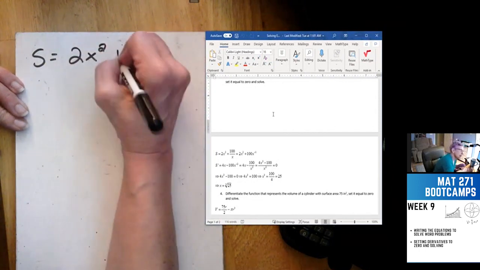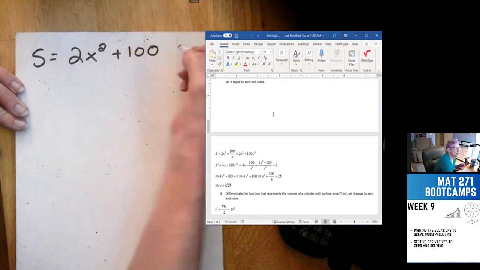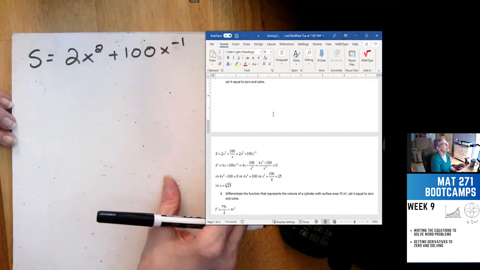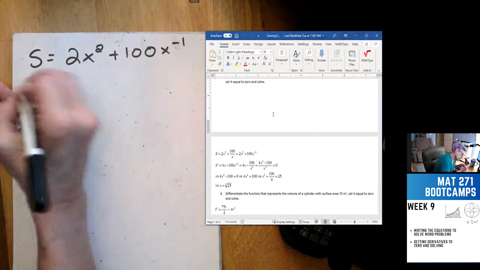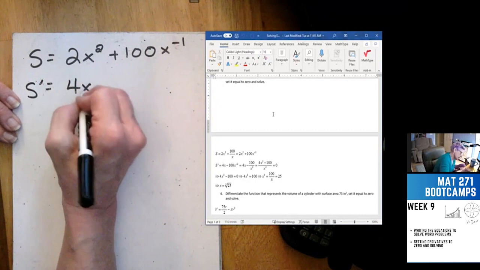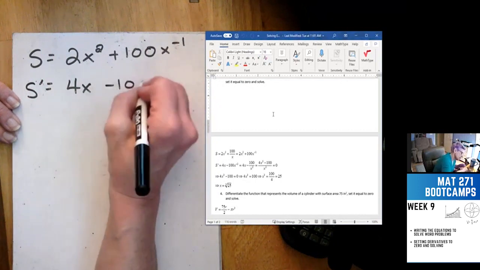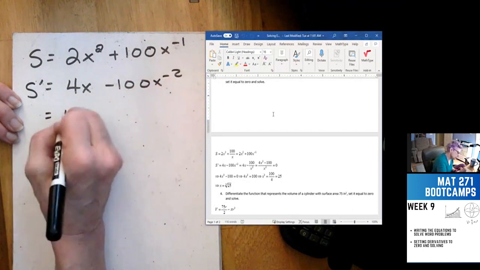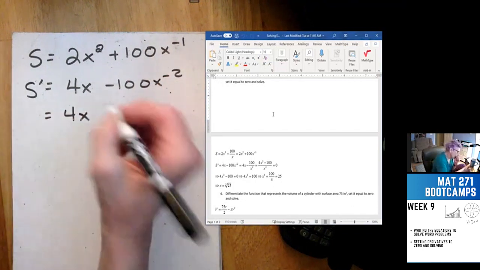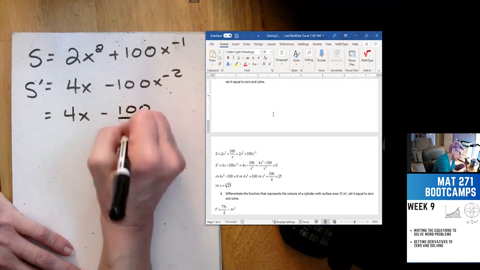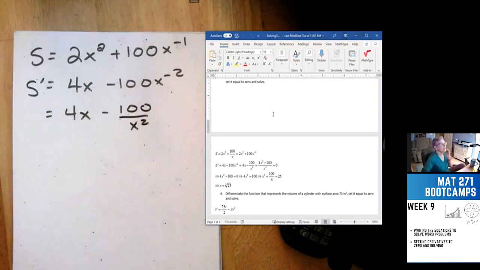So let's start with just my surface area formula. 2x squared, and I take 100 over x and rewrite it as 100 times x to the minus 1 power. So s primed is equal to 4x minus, falls down, subtract 1 from the exponent. So 4x minus 100 over x squared.